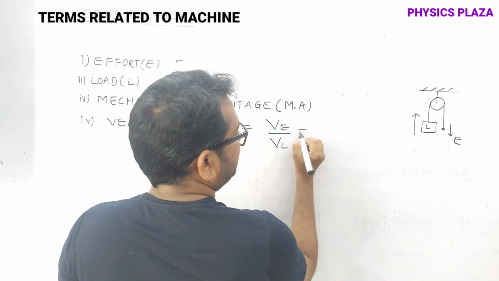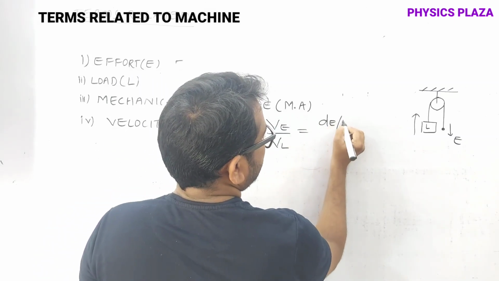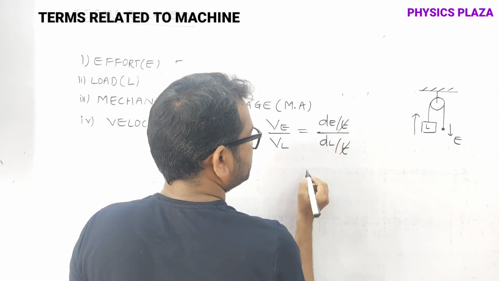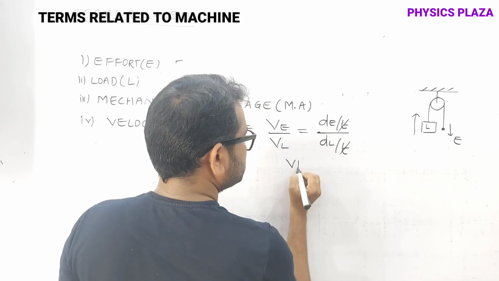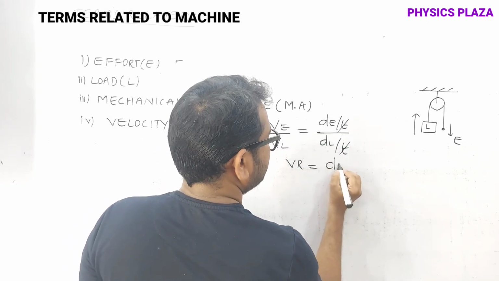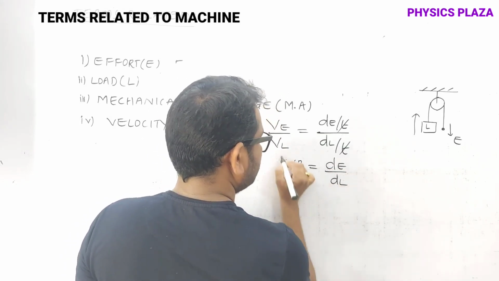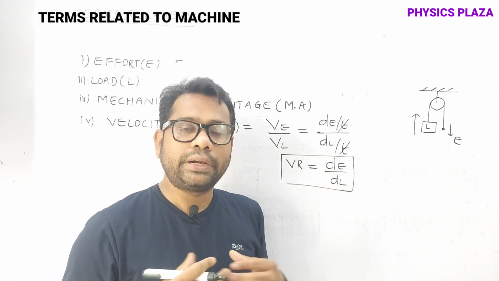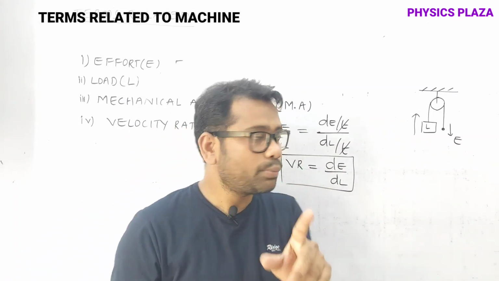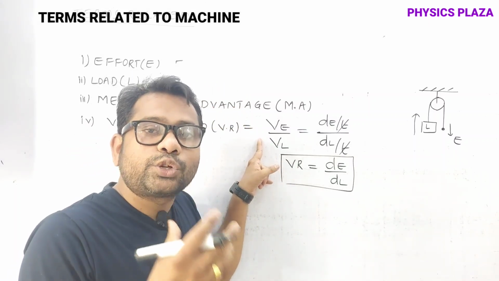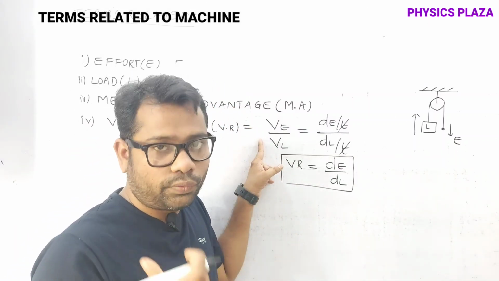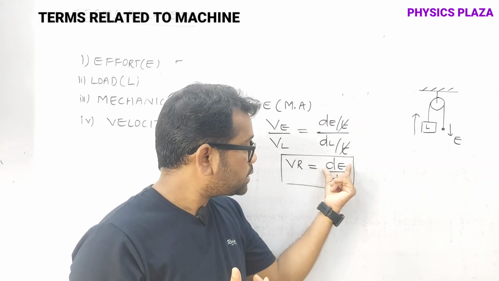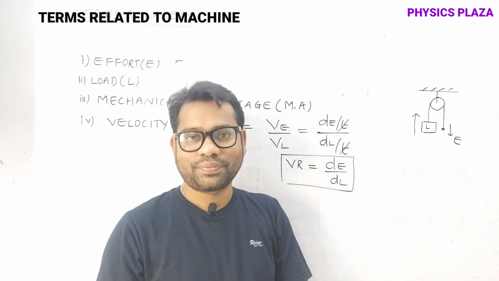So it can be written as effort displacement by time to load displacement by time. Here time will anyhow get cancelled, so velocity ratio is also defined as effort displacement to load displacement in a given time. My advice is that whenever you are asked to define velocity ratio, better go for the definition that it is the ratio of effort velocity to load velocity. If you want, you can also write effort displacement to load displacement in a given time. Okay, fine.